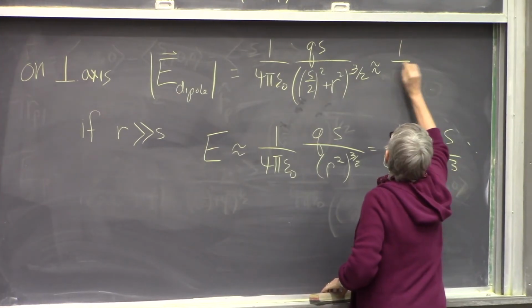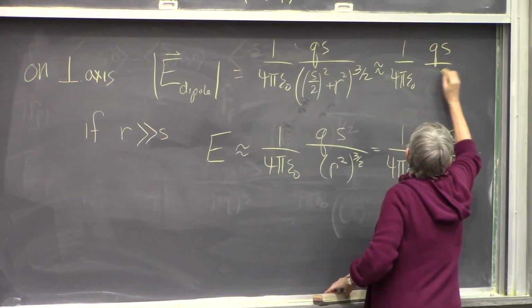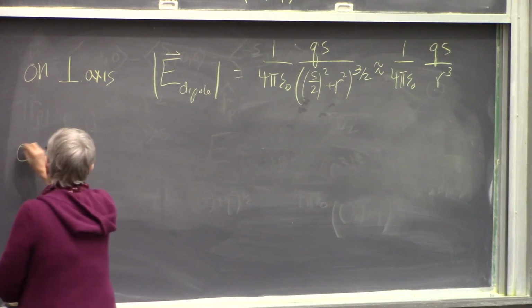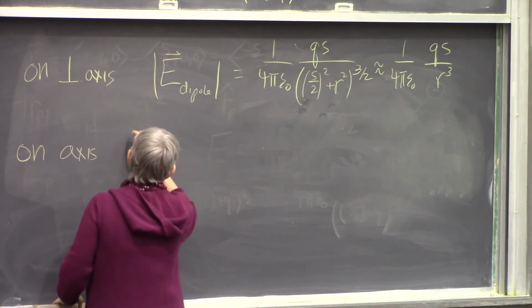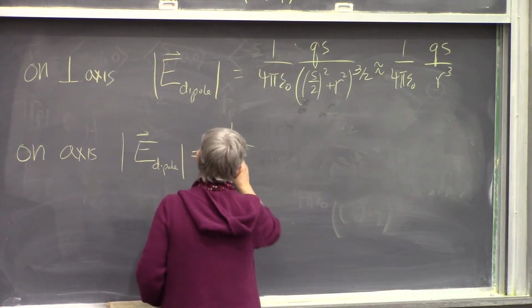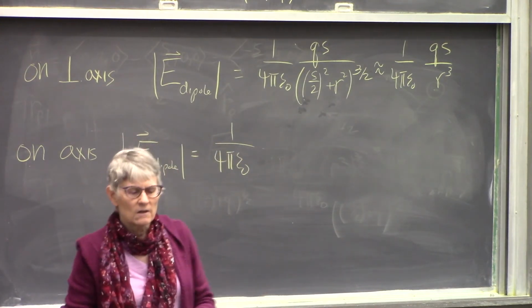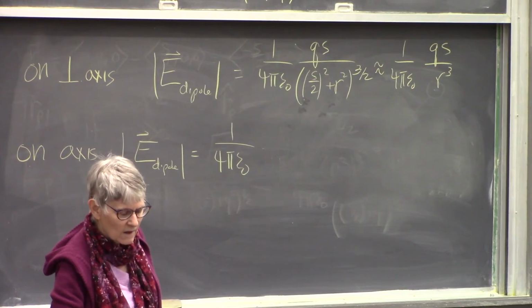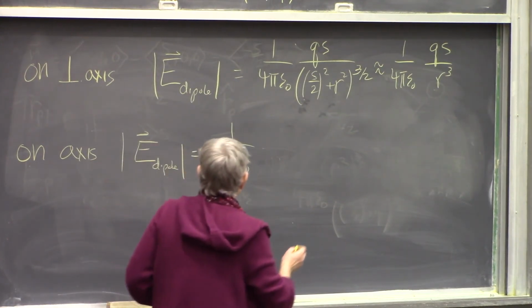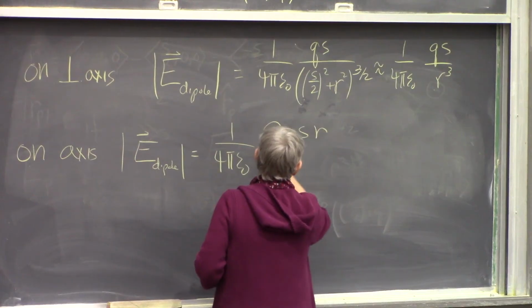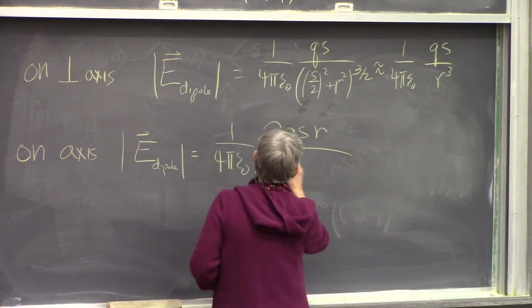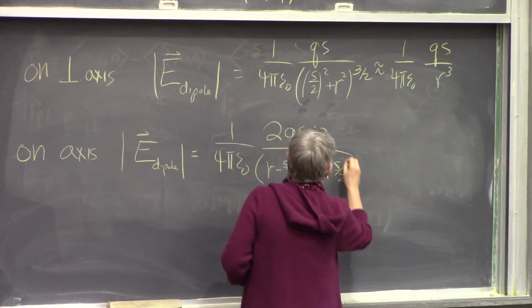If we go through the whole thing again on the dipole axis, we get that the magnitude of the field of the dipole is equal to 1 over 4 pi epsilon 0 times 2QSR over (R minus S over 2) squared times (R plus S over 2) squared.